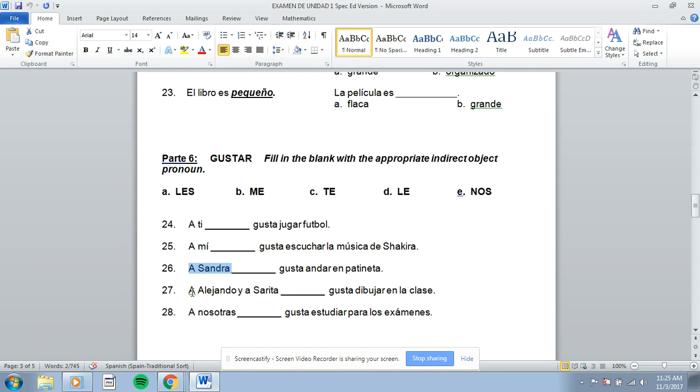27, 27 is a Alejandro y a Sarita, 2 people. So now it's on the plural side. So pick les or nos, depending on which one, if it's 2 people, and I'm not one of them.